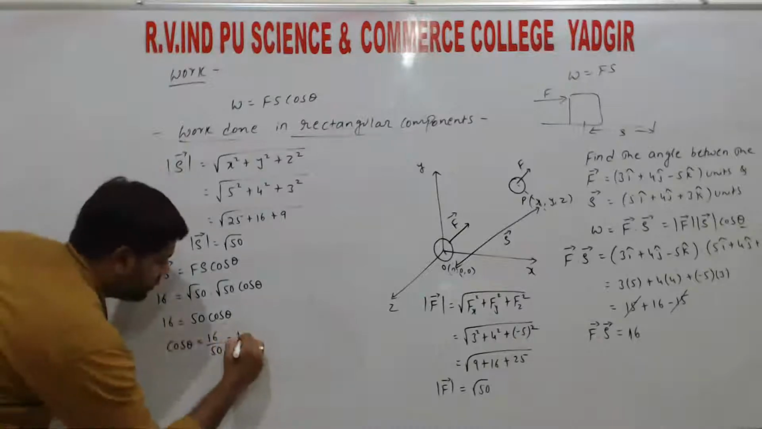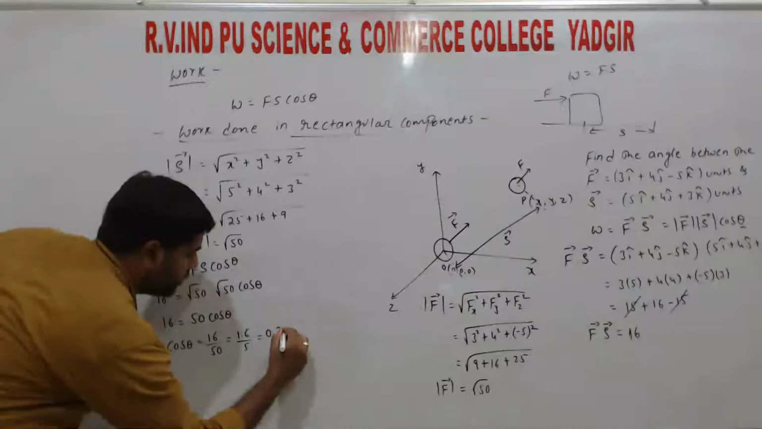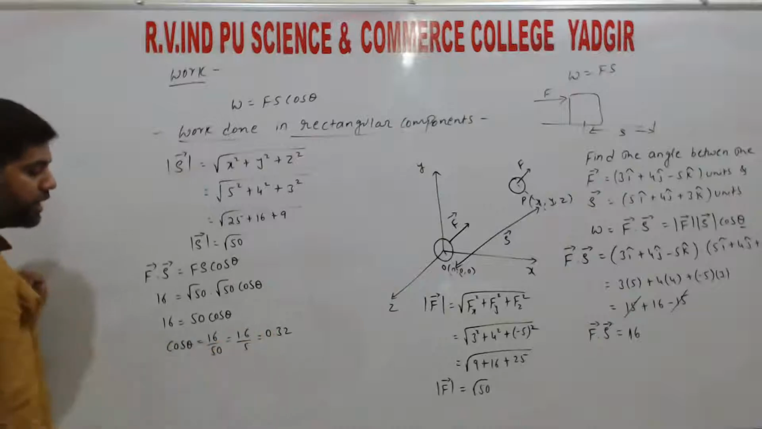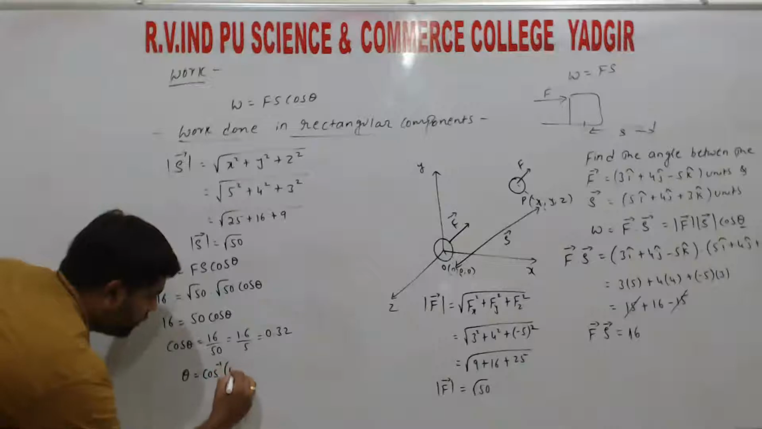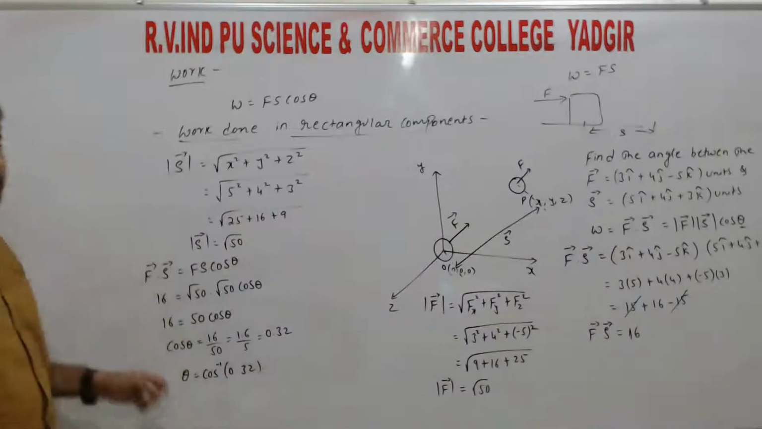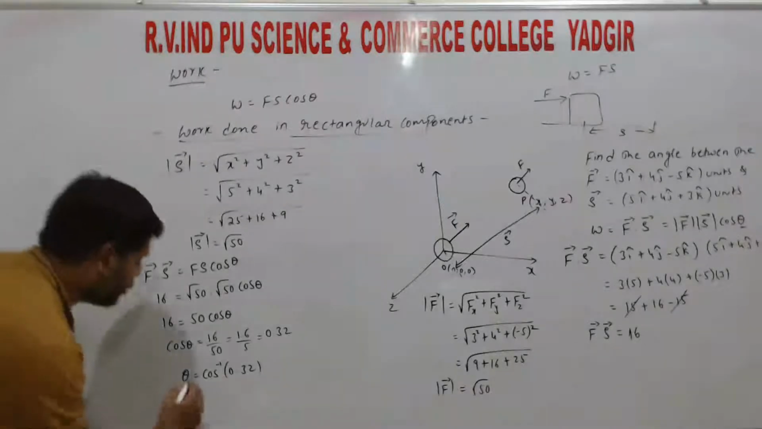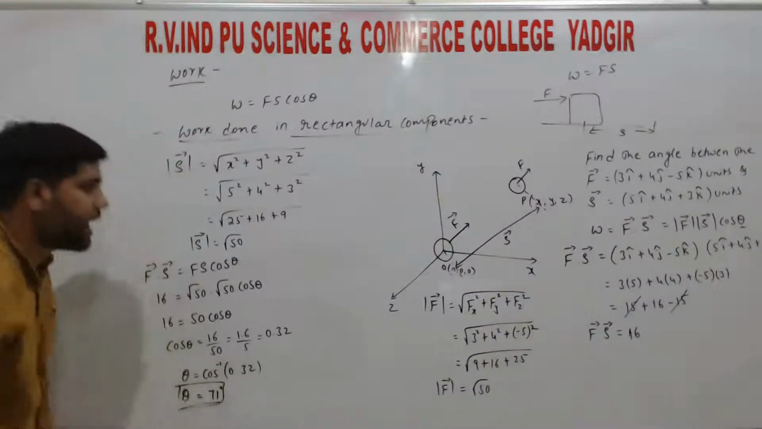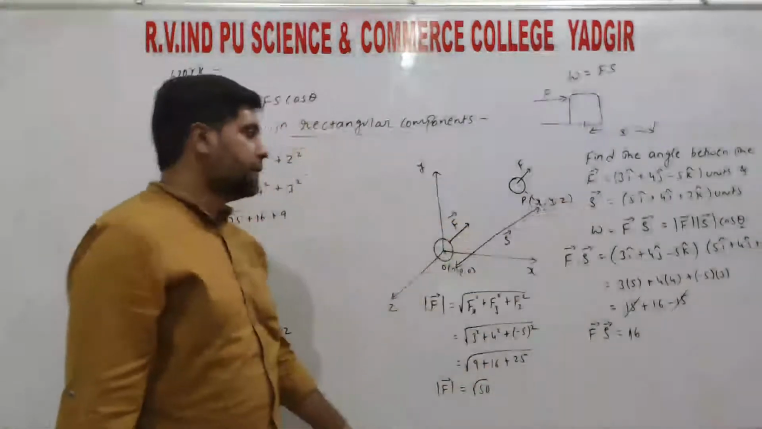So this becomes 1.6 by 5, and 1.6 by 5 we get 0.32. So theta is equal to cos inverse of 0.32. Again, by using the cos table, we get the value of theta approximately 71 degrees. So this is the angle between the force and displacement, right?